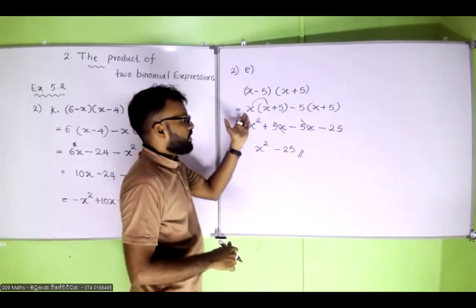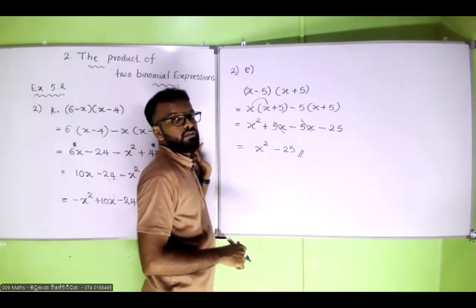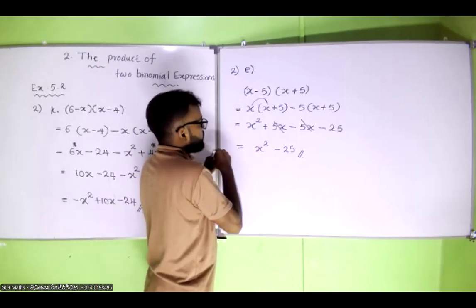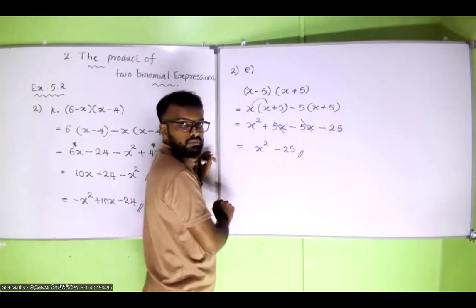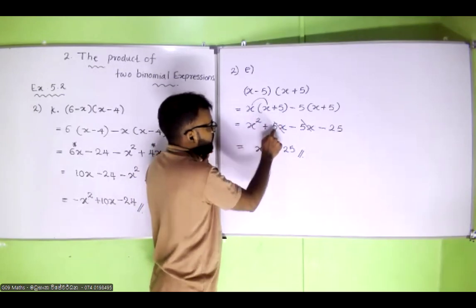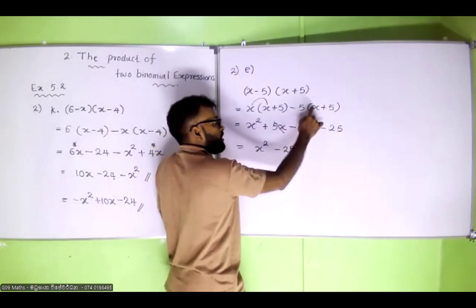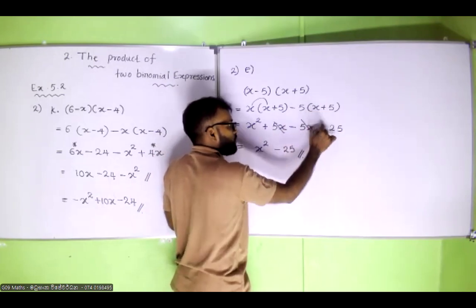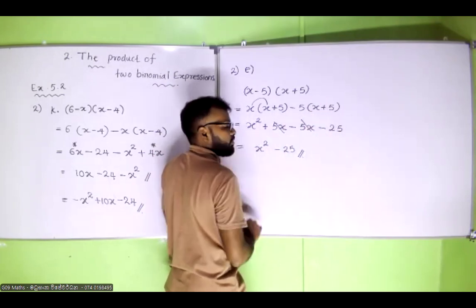This is very similar to the previous things that we have done. x into x, x to the power 2. x into 5, 5x. Negative into positive, negative 5 into x, 5x. Negative into positive, negative 5 into 5, 25.